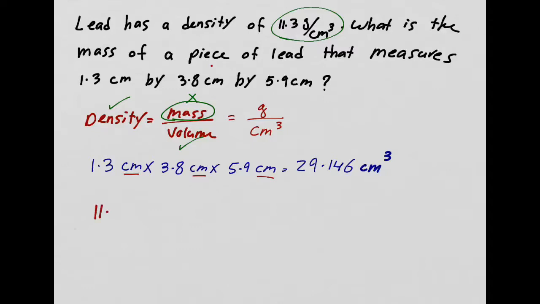What is the density again? Density is 11.3. The mass is not given to you, so the mass is X. Do I have the volume? I have the volume, and the unit has to be centimeters cubed. So what I'm going to write down here is 29.146. If you do that, what are you going to get for X?